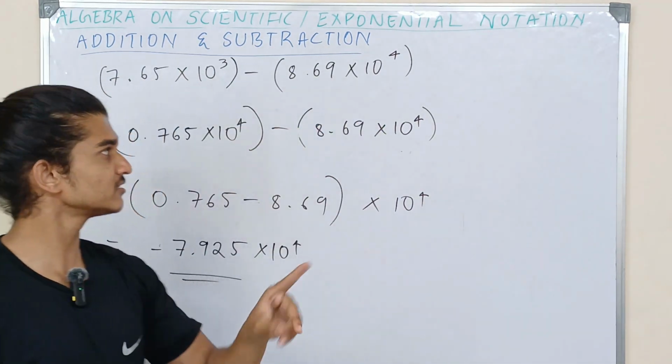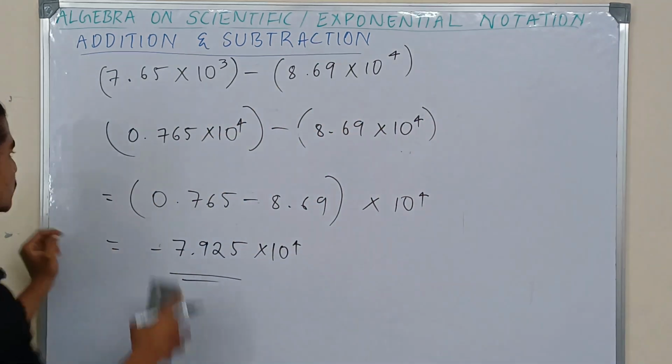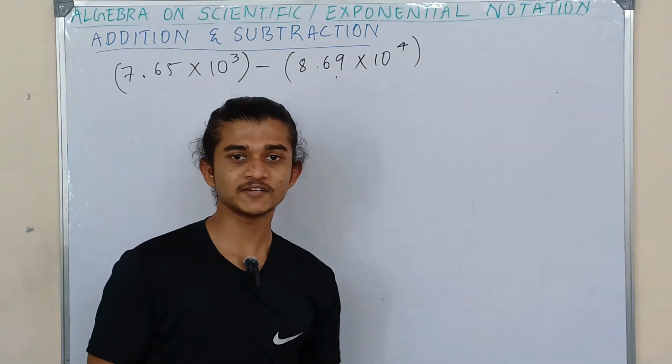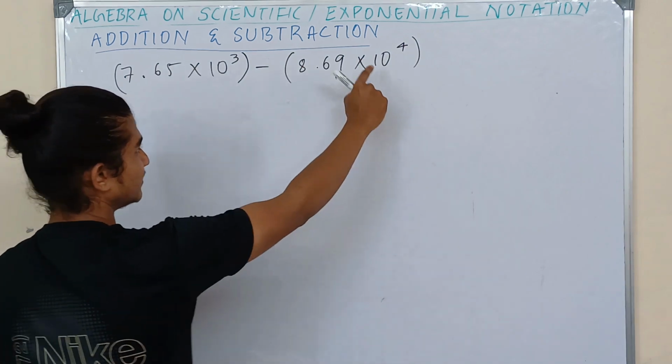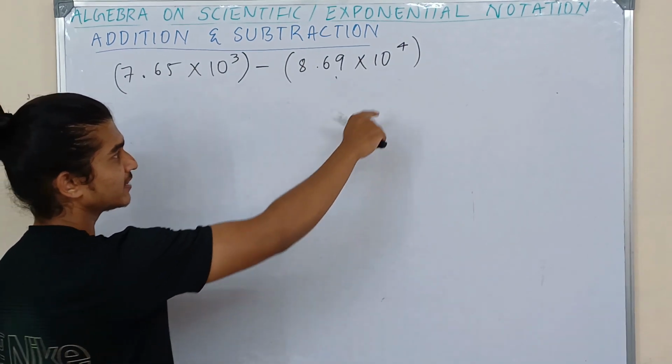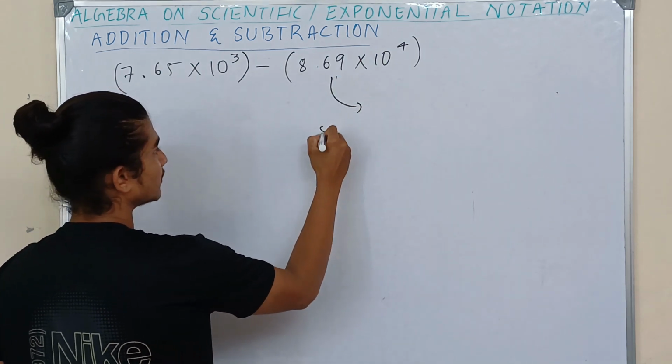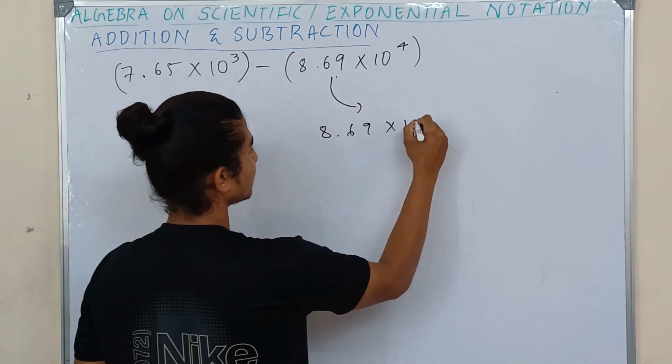The second way is adjusting this to this. I'm going to teach you that also in case you want to know. So let us see the second way of solving this, in which you adjust this exponent to this, that is, making this into 10 to the power 3. So what I do, I take this separately, 8.69 into 10 to the power 4.